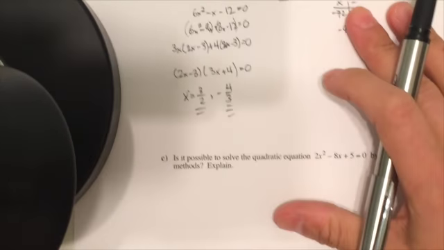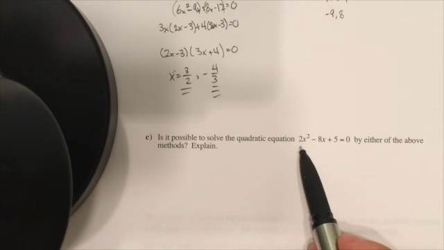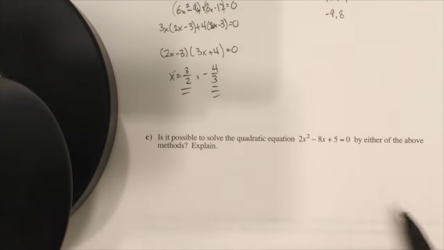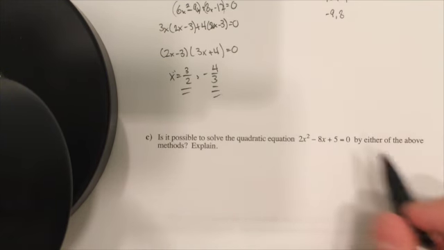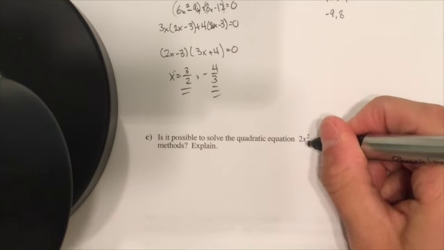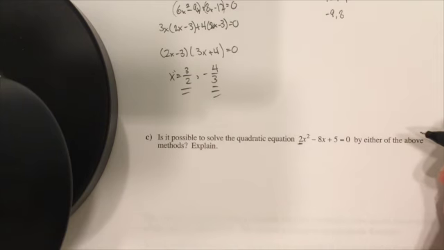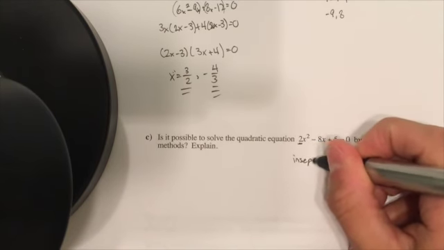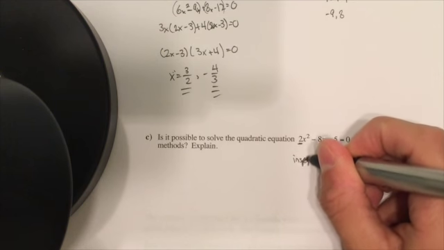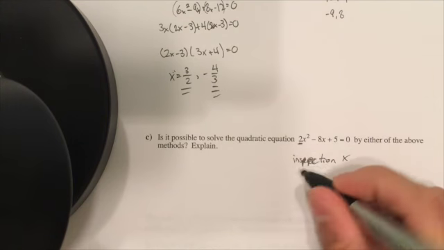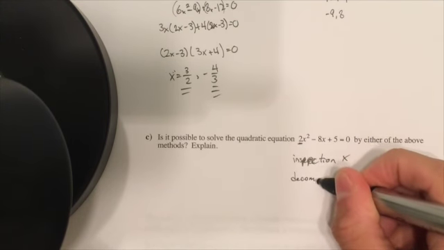Now, let's think about this equation. Is it possible to solve this quadratic equation 2x squared minus 8x plus 5 by either of the above methods? And so, first of all, we can't use inspection because we can only use inspection when our a value here is equal to 1, but this time it's equal to 2. So inspection is a no-no.